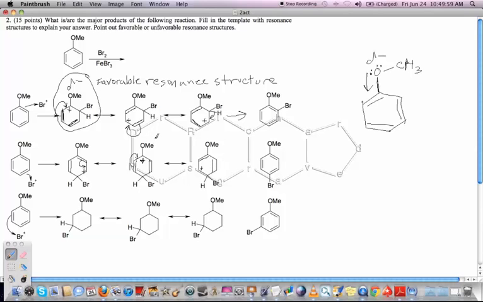Alright, now we can also see that since we got the delta minus on the oxygen, again this will be another favorable resonance structure. So I'll just do the same thing there. So we've got two favorable resonance structures here. Lose the H plus, we can get our product. Alright, so because we got two favorable resonance structures here, we know we can get these two products, and these will be the two products that we'll put up here.